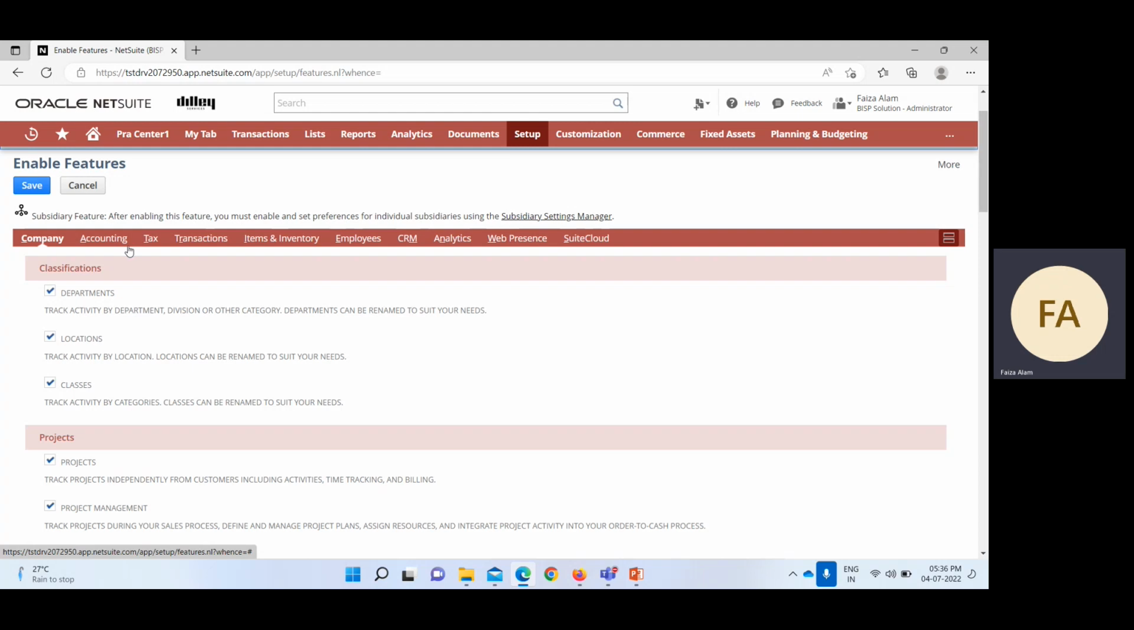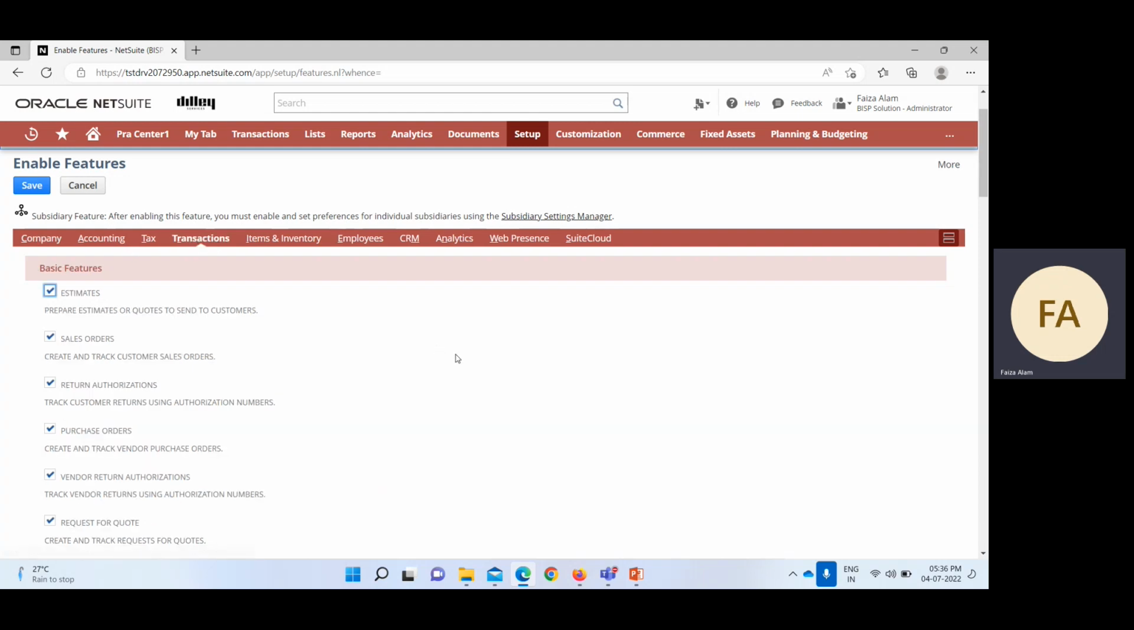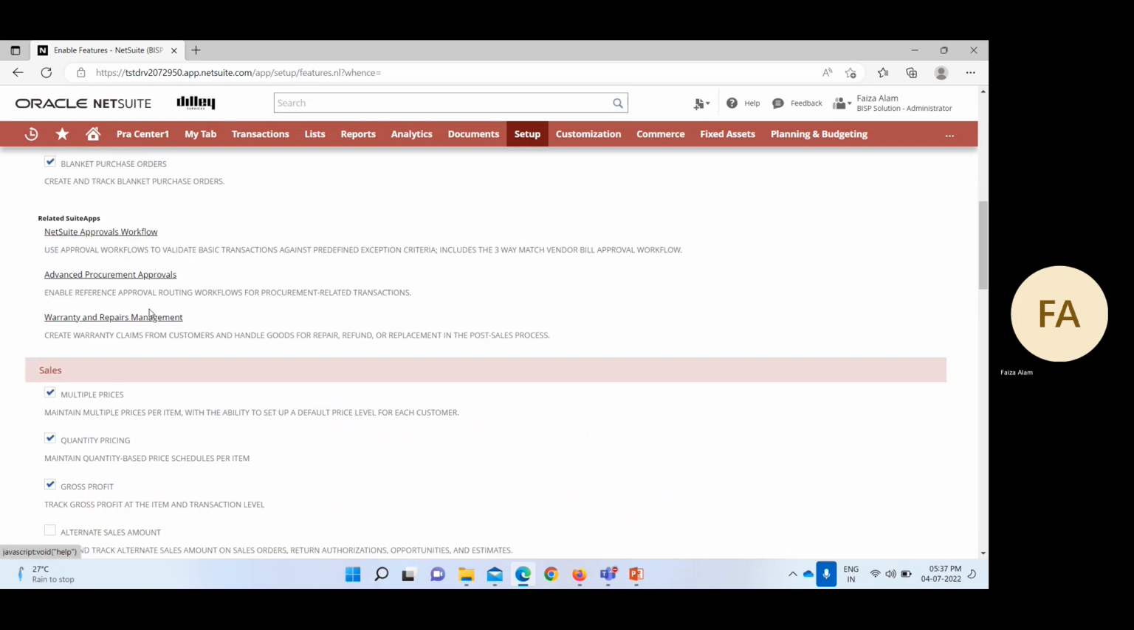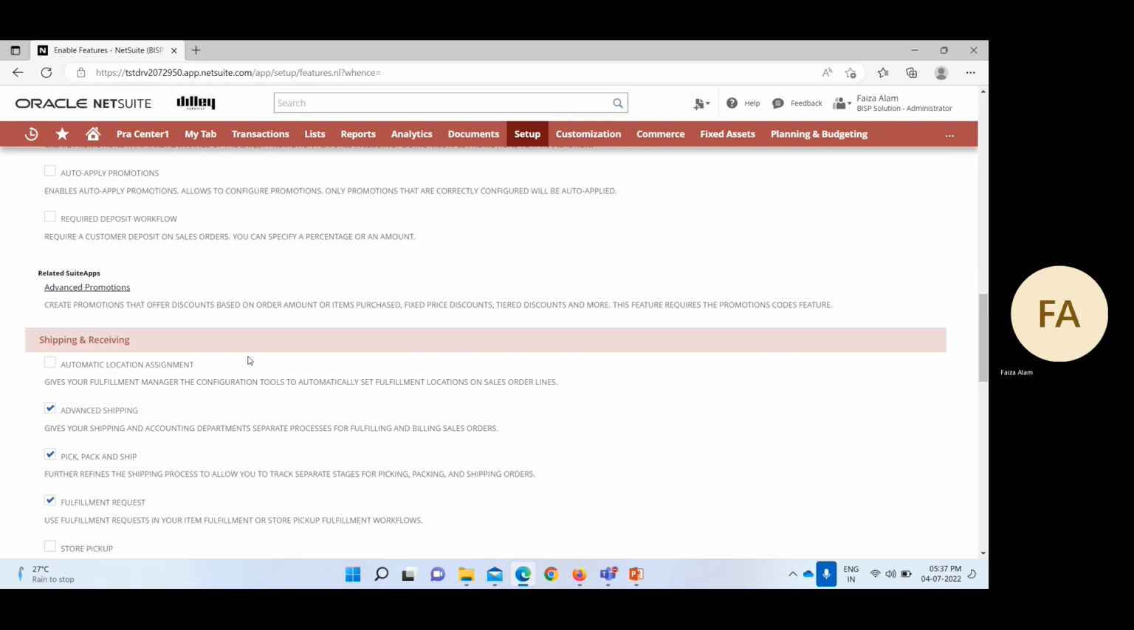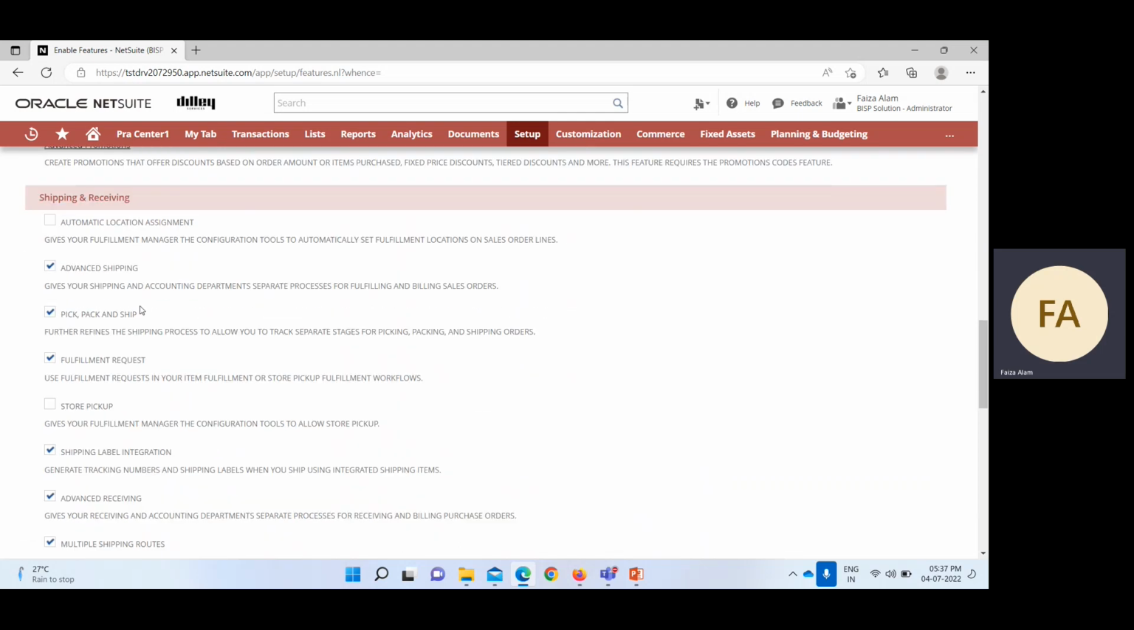The other feature that we have to enable is under the transaction subtab. Here under shipping and receiving, you can see that we have to check or enable these boxes, that is advanced shipping and advanced receiving. It gives the shipping and the accounting departments separate processes for fulfilling and billing sales orders. This advanced shipping is concerned with the sales order, so it will help the shipping and accounting managers process fulfillment and billing when the advanced shipping feature is enabled.